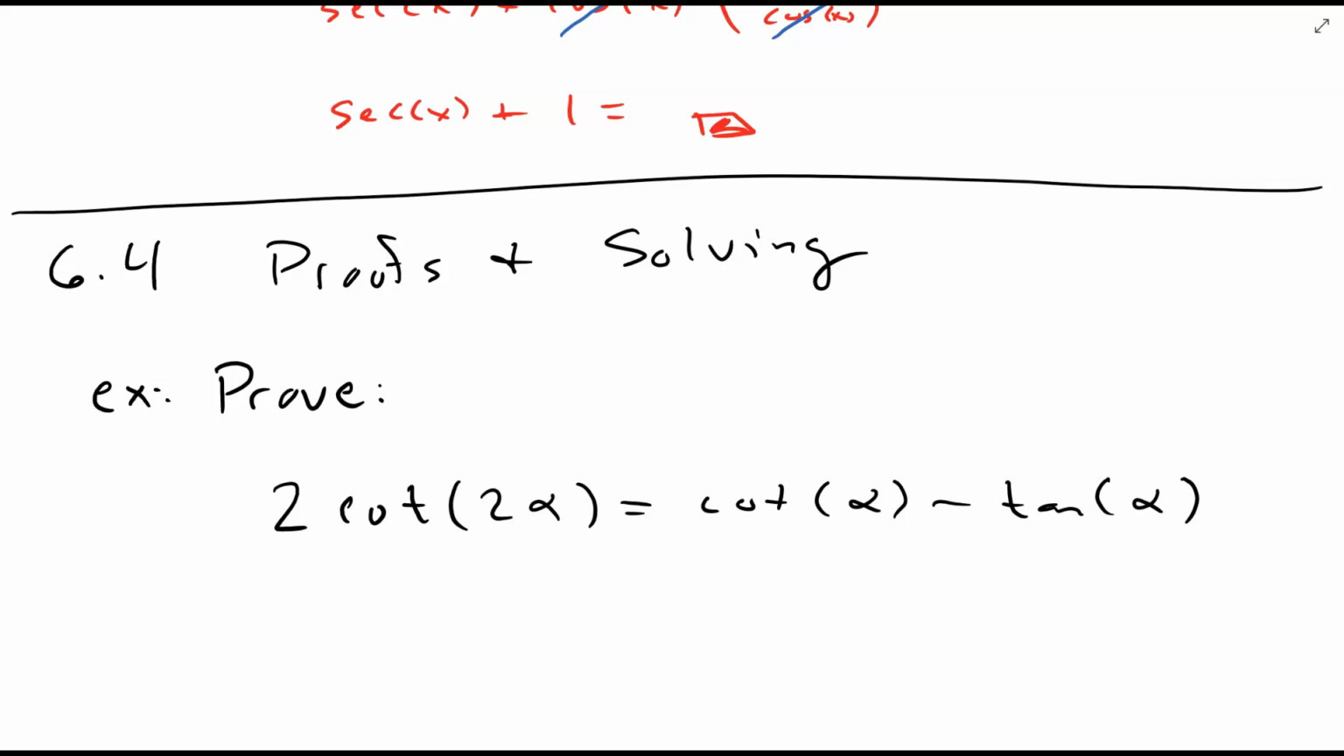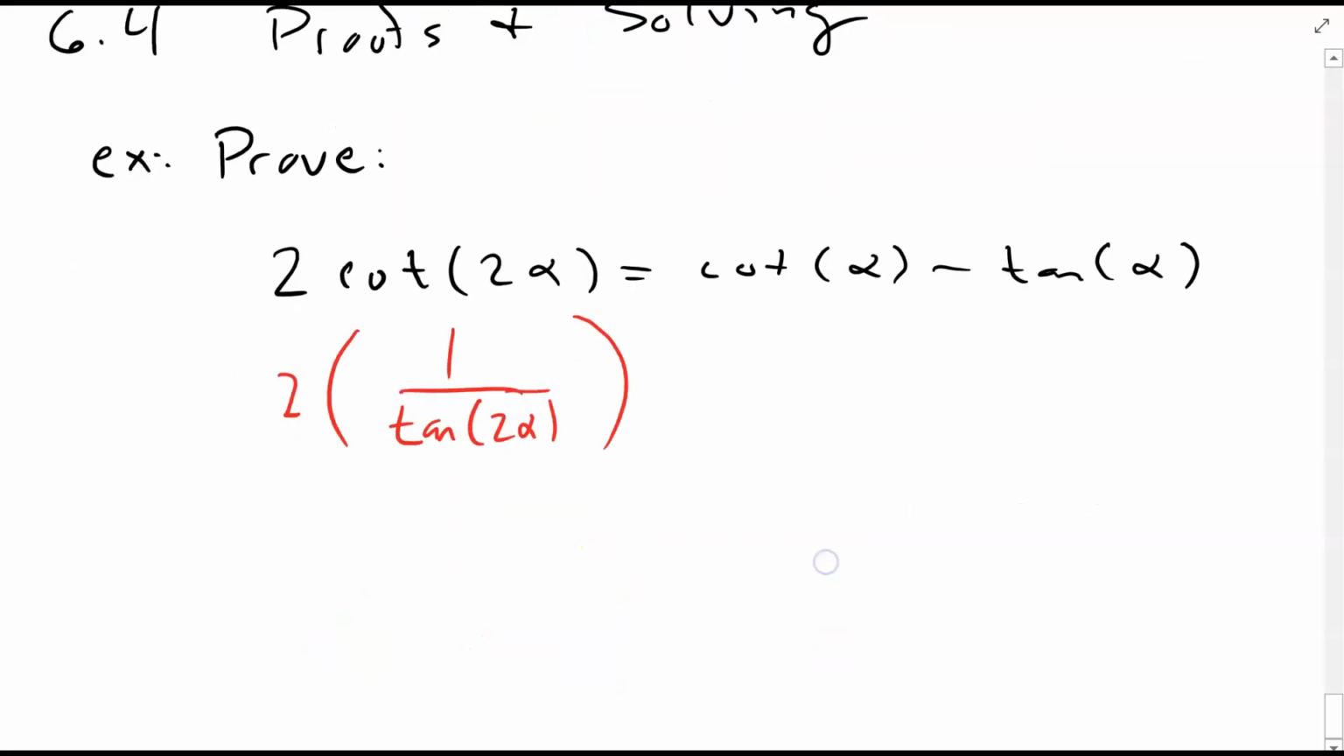I would work on the left side. Why would I work on the left side here? Yeah, because I have that double angle going on there that I know I have an identity right away that I can use on that. But here's the thing. Do I have a double angle identity for cotangent? No. So what am I going to have to do? Yeah, I'm going to have to turn it into a tangent. And then I can use my double angle formula for tangent, right?